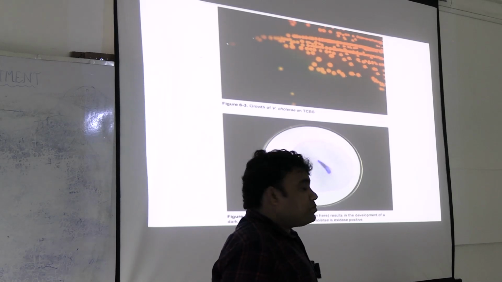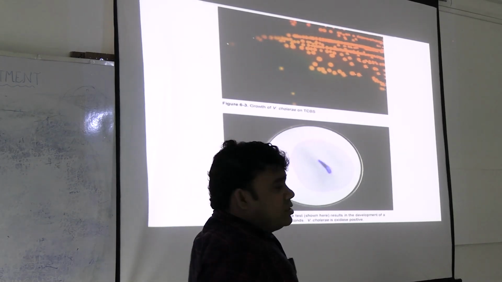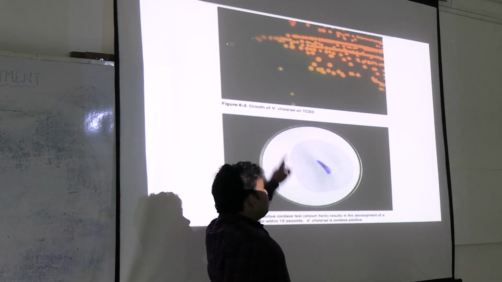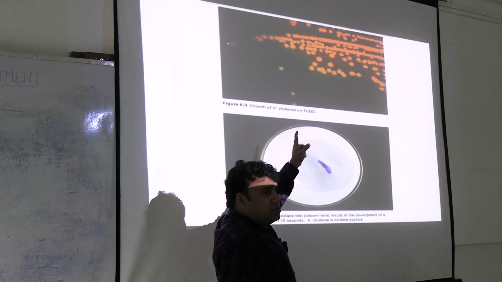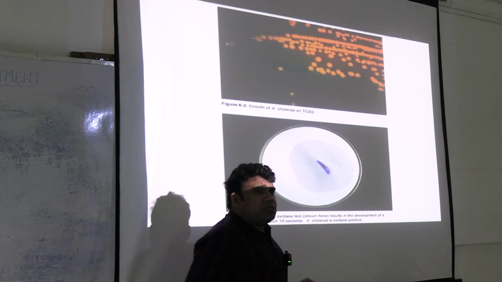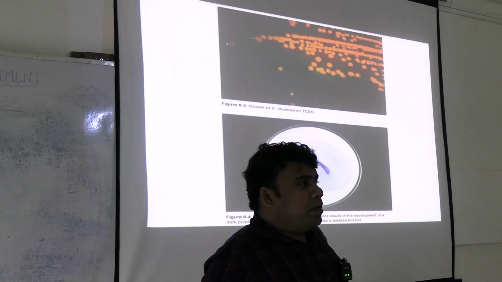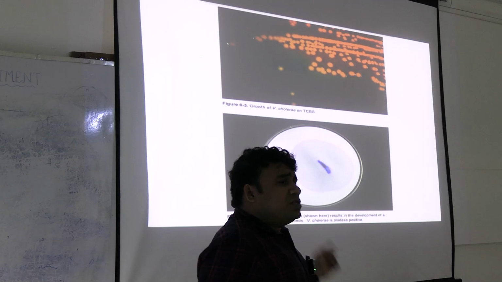Now look at all these pictures. On TCBS agar, you can see these yellow colored colonies. These types of colonies are seen in case of Vibrio cholerae. Now Vibrio is also oxidase positive.